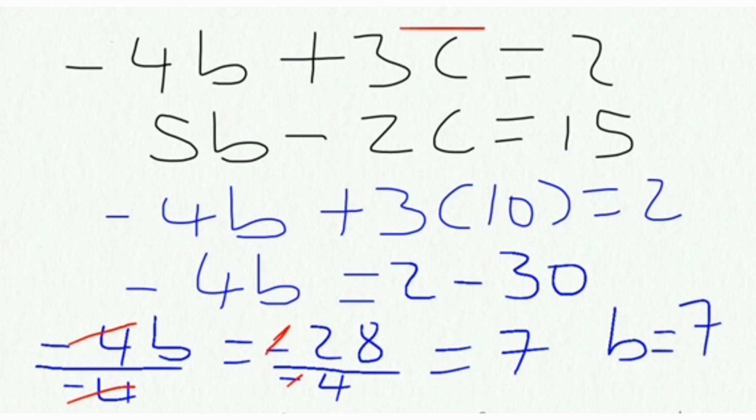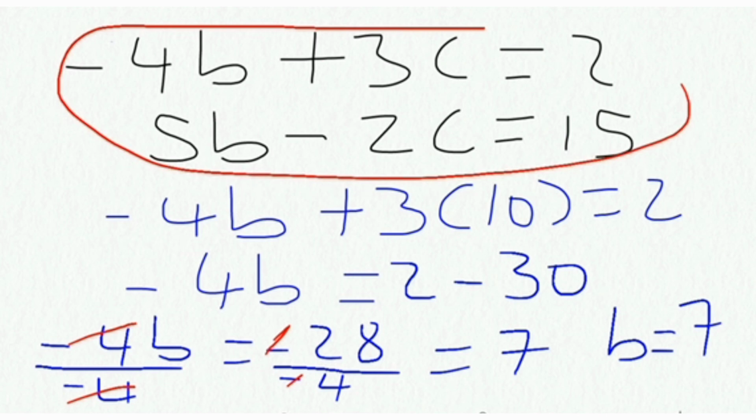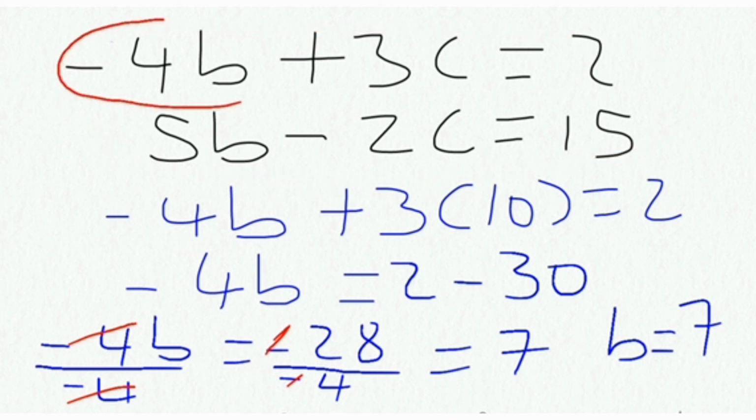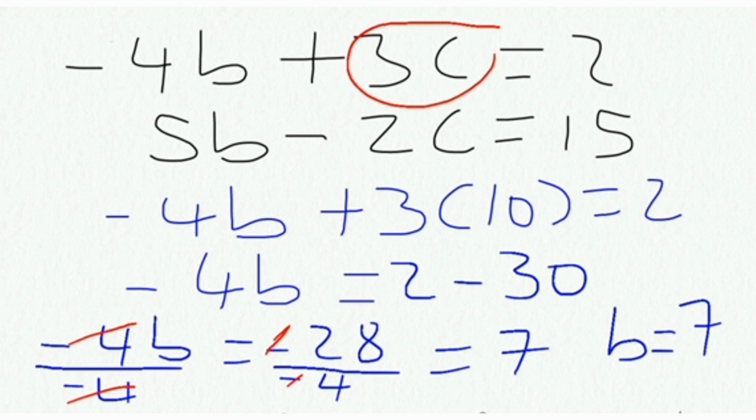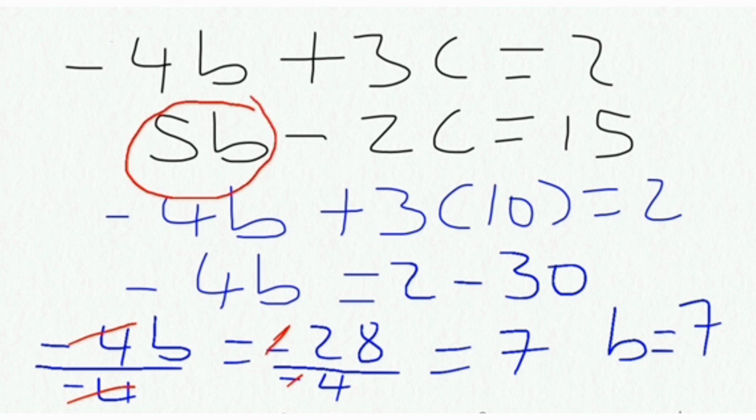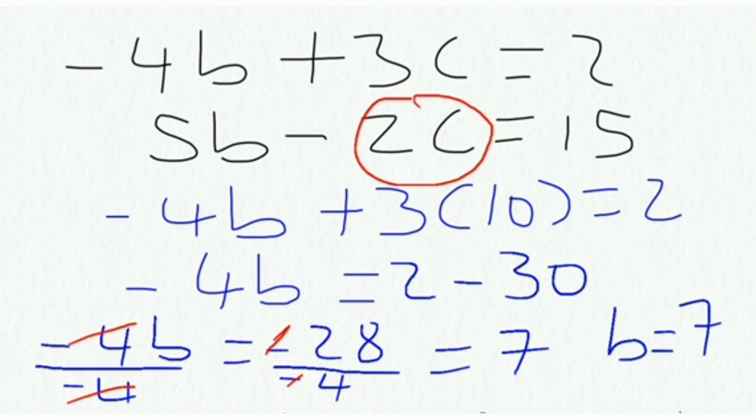You can substitute in these equations to see if you are correct. Negative 4 times positive 7, that is negative 28, plus 30, that's going to be positive 2. 5 times 7 is 35, and then minus 2 times 10, that is 20. 35 minus 20 is going to be 15. Then you're correct.